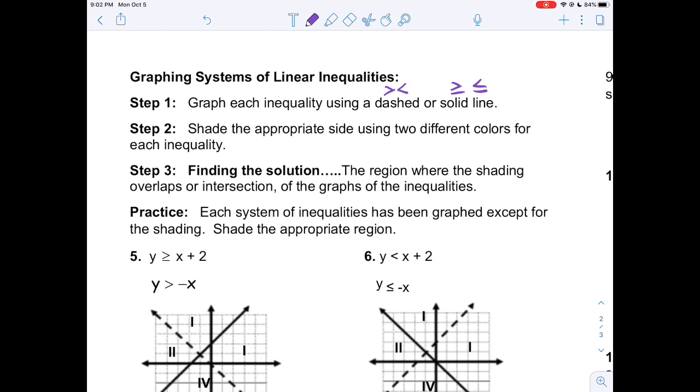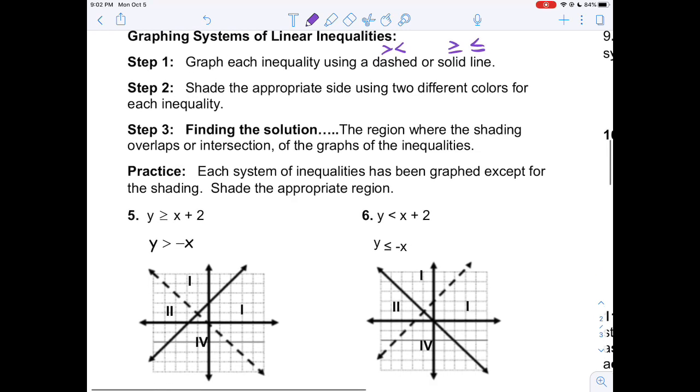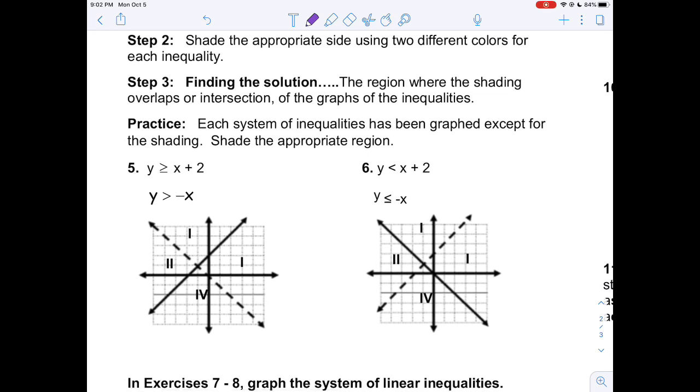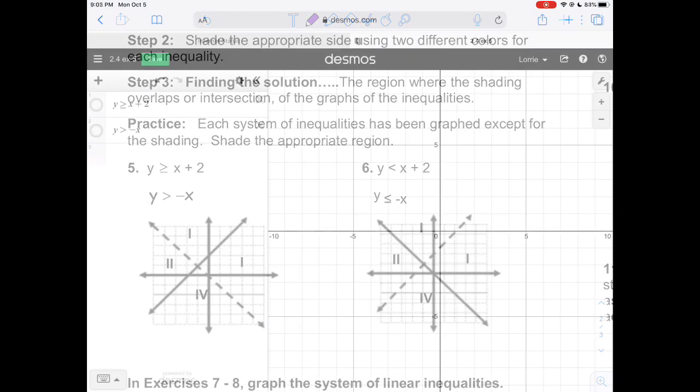We will be using Desmos pretty heavily today to both graph and find our solutions. Let's go ahead and practice. Each system of inequalities has been graphed except for the shading. We want to shade the appropriate region. Remember from the first page in the table, it says that we need to shade below if we have a less than or equal to. We will shade above if we have a greater than or equal to. We can also use Desmos for this.